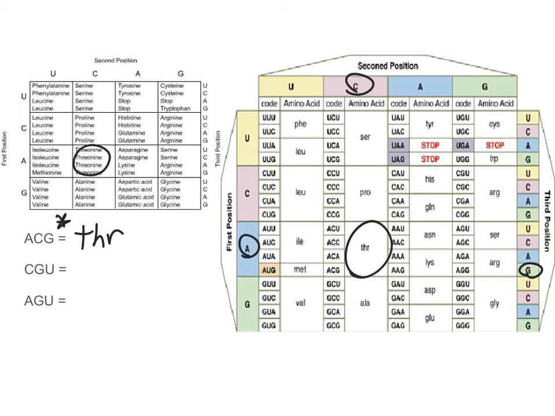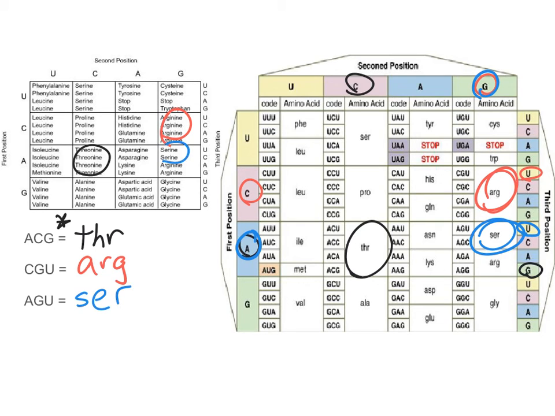CGU, using a different color, CGU would be arginine. And AGU, using a third color again, AGU would be serine. And that's how it determines which amino acid to bring in, and you'll have to learn how to do this as well.